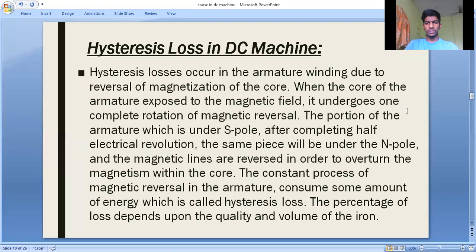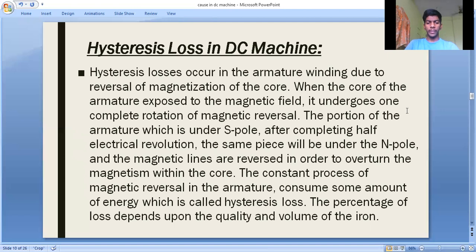Hysteresis loss in DC machine. In the armature winding, it is due to the reversal of magnetization of the core. When the core of the armature is exposed to the magnetic field, it undergoes one complete cycle of magnetic reversal. The portion of the armature which is under a S pole, after completing half an electrical revolution, will be under the N pole, and the magnetic lines are reversed in order to overturn the magnetism within the core.